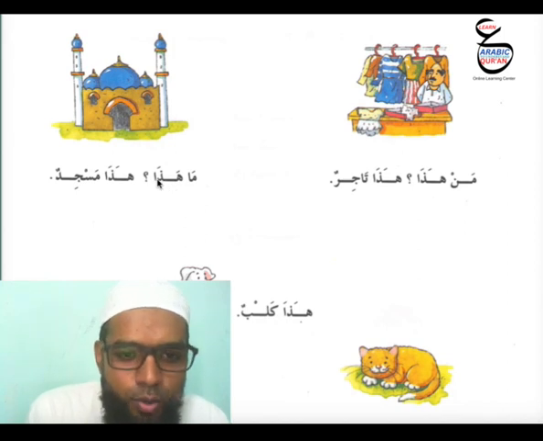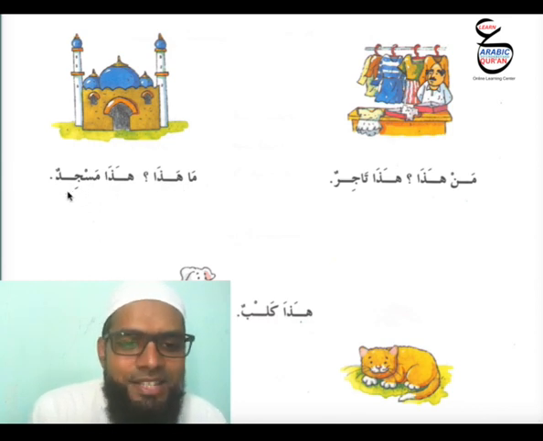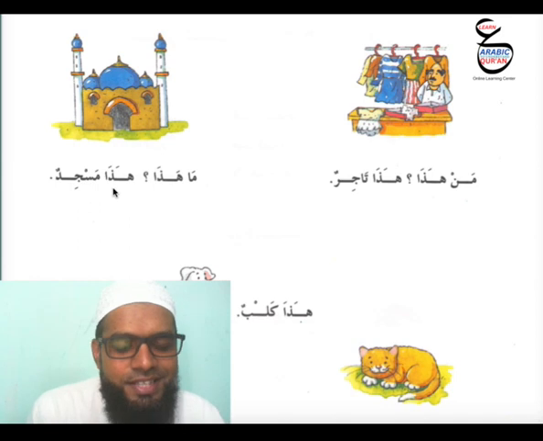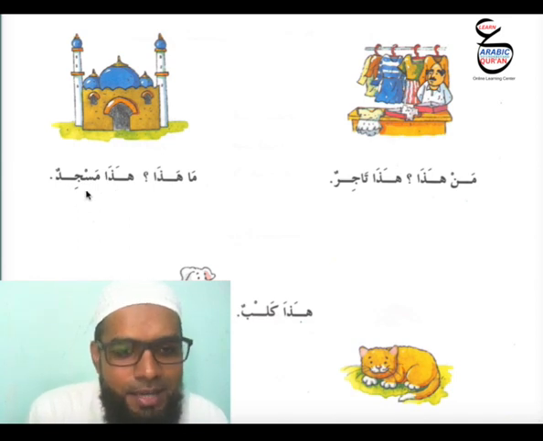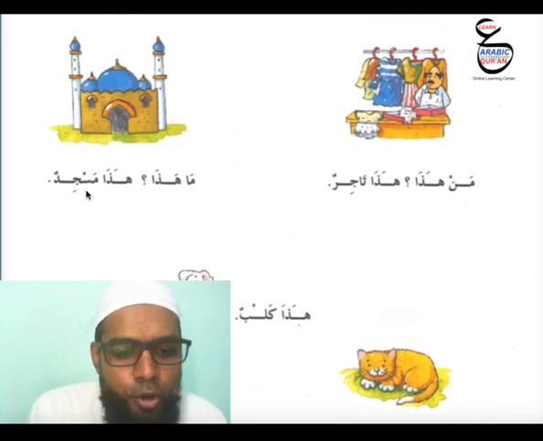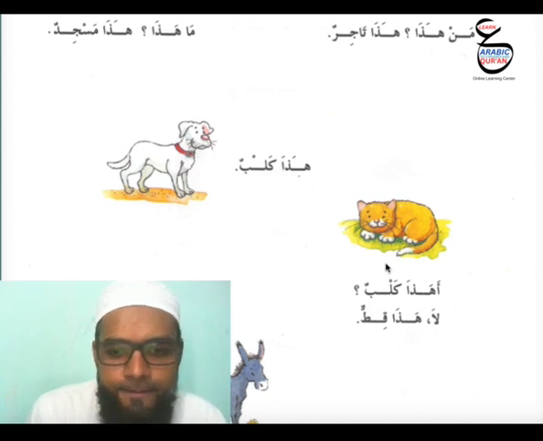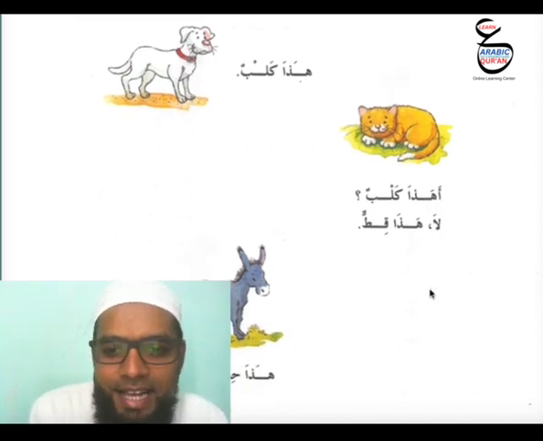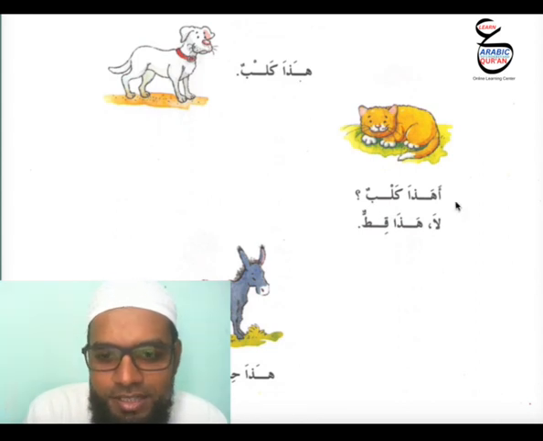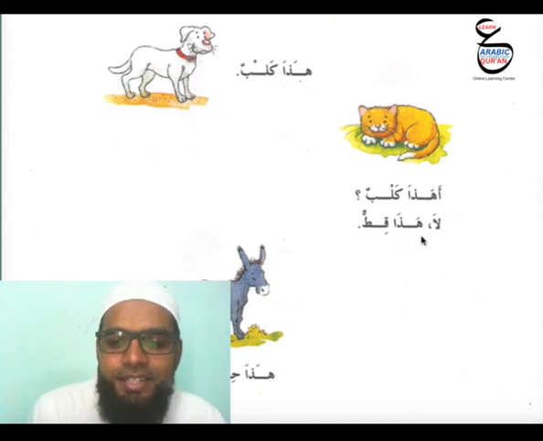मा हादा, what is this? ये क्या है? हादा masjidun, this is a masjid, ये मस्जिद है, and this is a mosque. हादा कल्बुन, this is a dog, ये कुत्ता है. अहादा कल्बुन, is this a dog? क्या ये कुत्ता है? ला, हादा कित्तुन, नहीं, ये बिल्ली है. No, this is a cat.